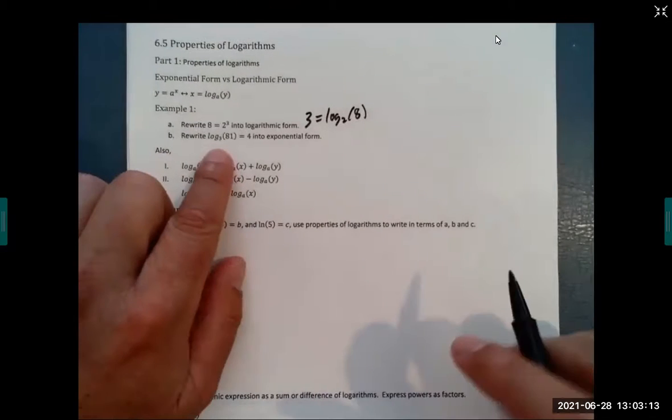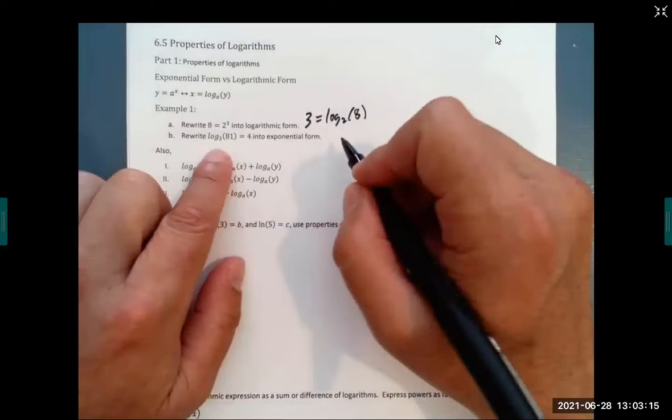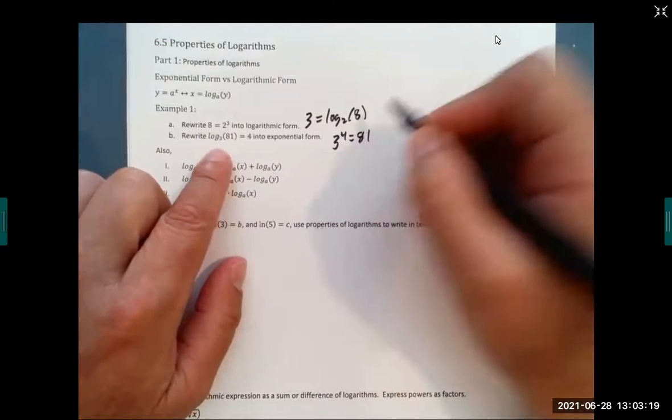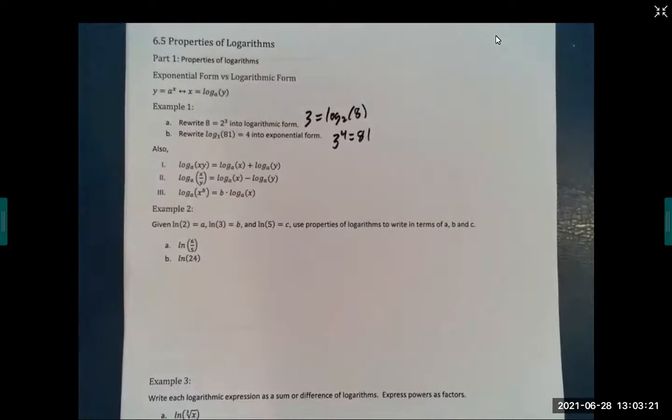Here's one in logarithmic form. We want to go the other direction. So this is going to be 3 to the 4th power equals 81. And you can see that is a true statement.